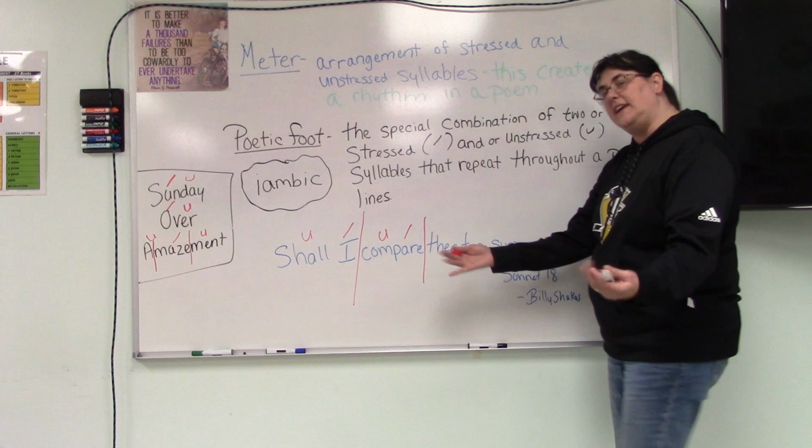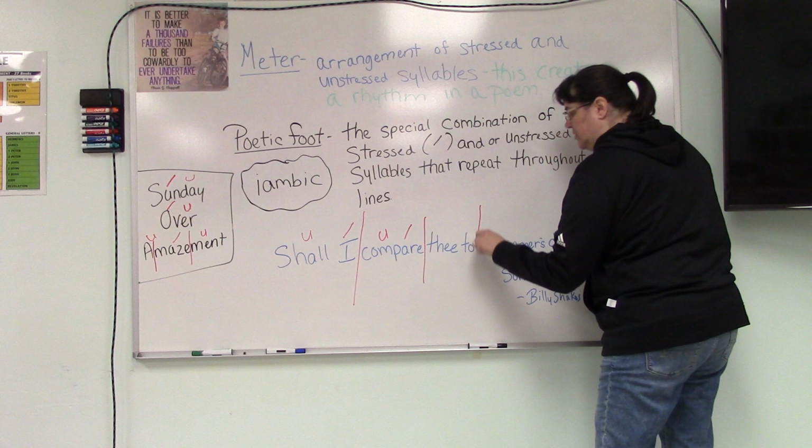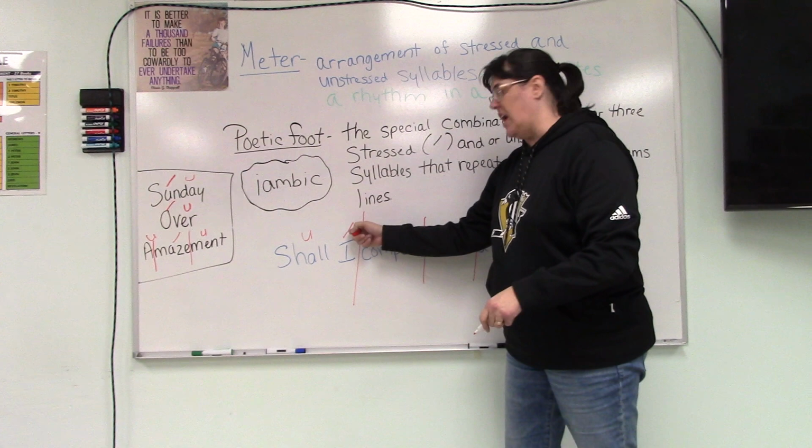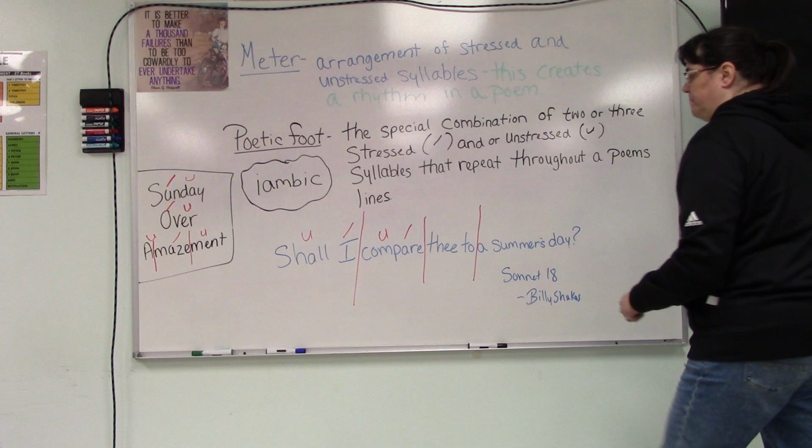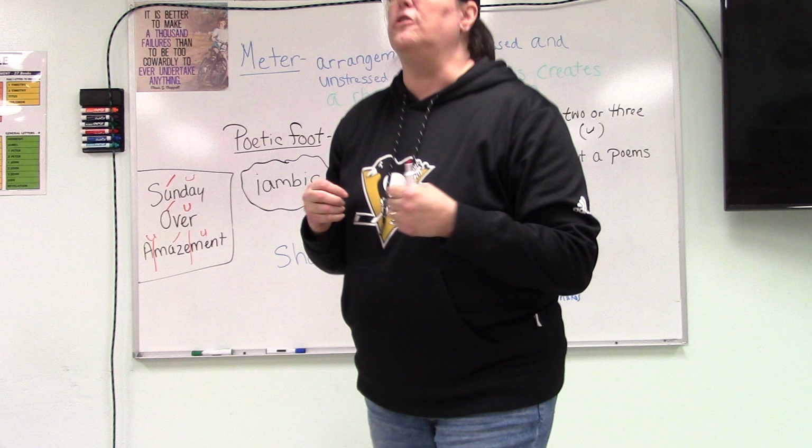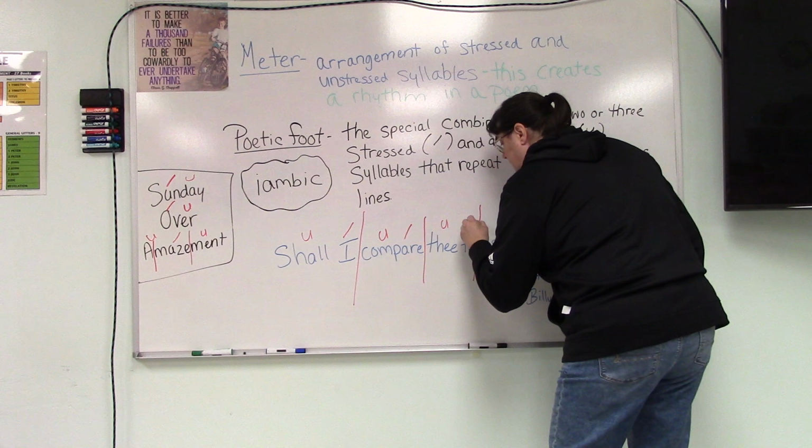Now, what are the next two syllables? Thee to. We're dealing with two syllables because we're doing iambic. First one has to be, unstressed. The second one has to be stressed. So, thee to. When I say the, I hear the T-O. The is kind of unstressed. So this would be unstressed and this would be stressed. All right, now what's the next two syllables?